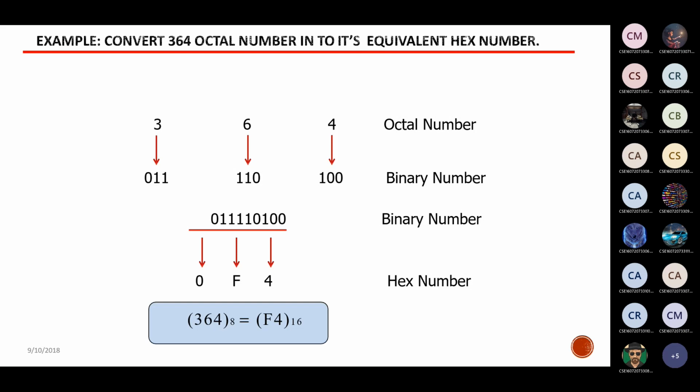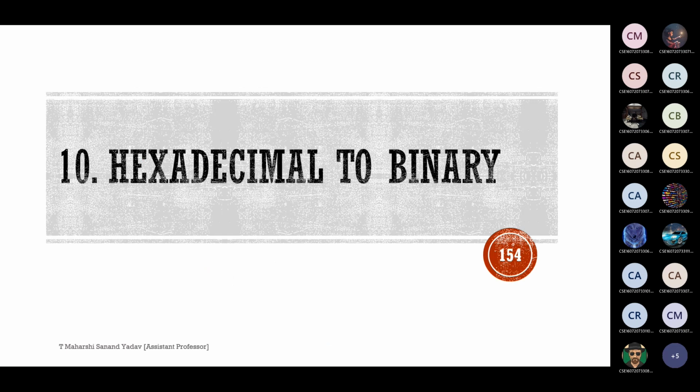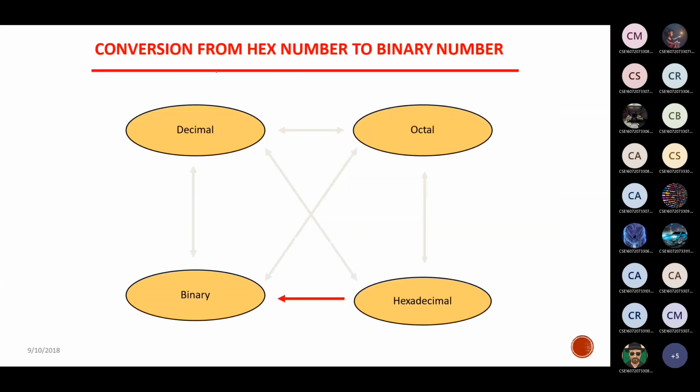Next, hexadecimal to binary procedure. Equivalent, sir. Right, we need to write equivalent. What is the size of bits? How many bits should I take? 3 bit or 4 bit? 4 bits, sir. So we need to write 4-bit equivalent.